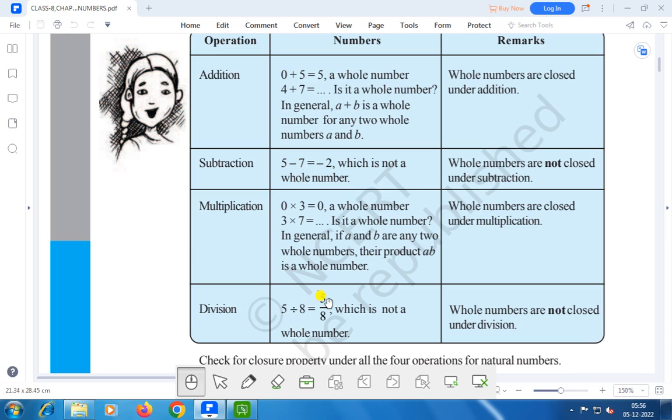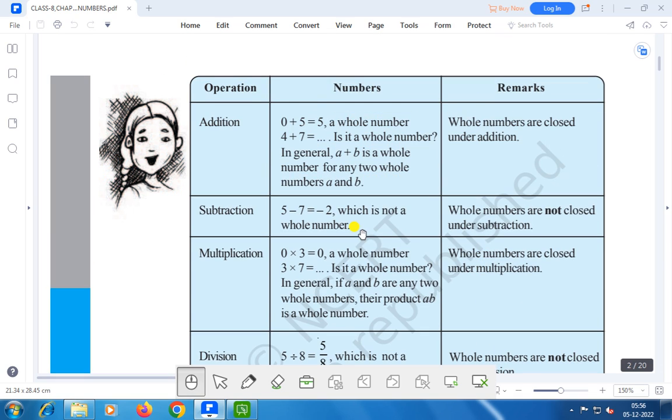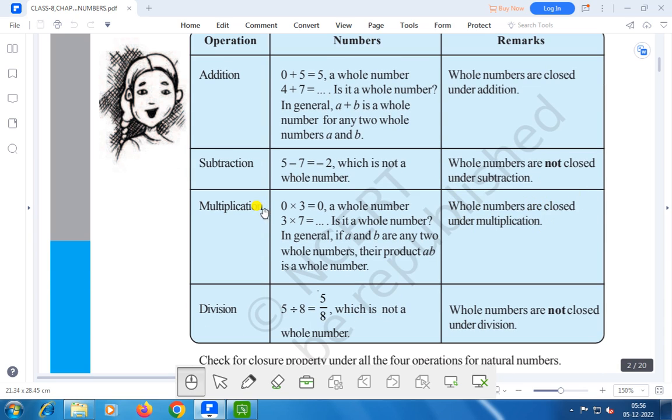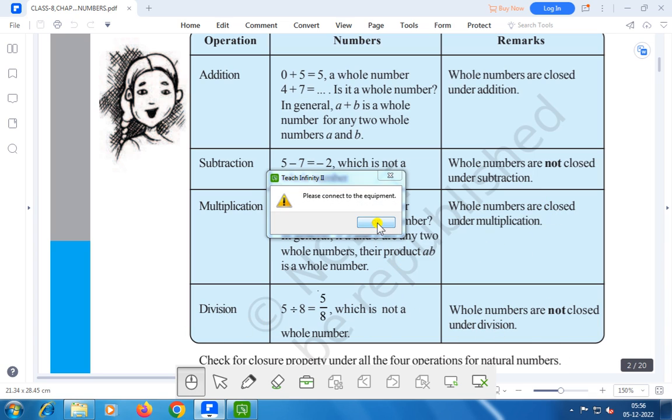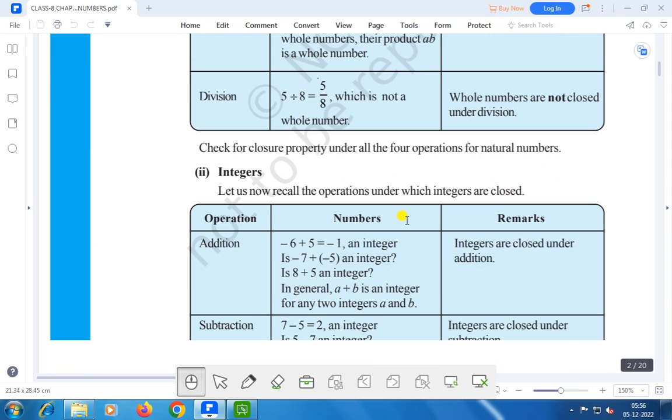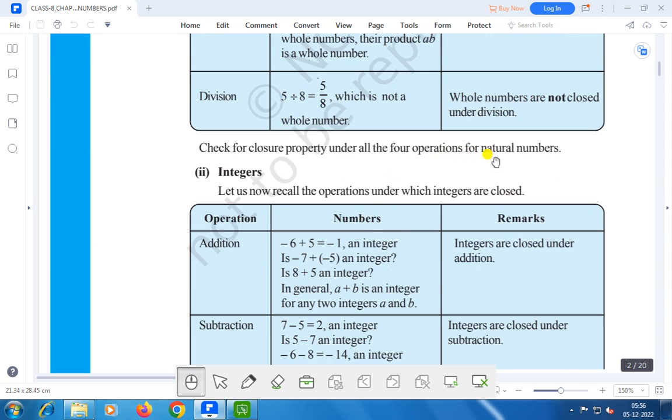Division: 5 divided by 8 equal to 5 by 8, which is not a whole number. Whole numbers are not closed under division. You have to remember this one: for addition, whole numbers are closed under addition. For subtraction, whole numbers are not closed under subtraction. Multiplication, whole numbers are closed under multiplication, and division, whole numbers are not closed under division. Check for closure property under all the four operations for natural numbers.